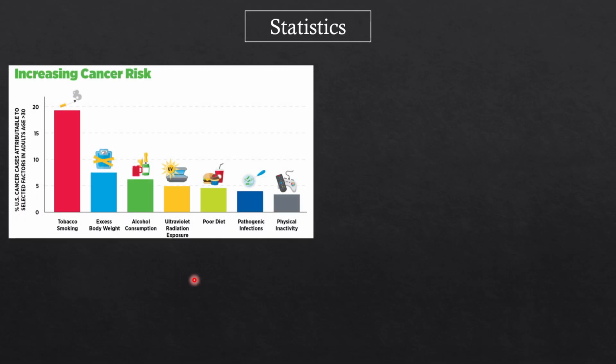Talking about the statistics, tobacco smoking ranks the highest in contribution to cancer risk, followed by excess body weight or obesity. Then comes alcohol consumption, followed by ultraviolet radiation exposure due to the sun's UV rays, and again poor diet, which leads to excessive body weight, and pathogenic infections like human papilloma virus, HPV, or HIV. All these can also cause cancers, and physical inactivity is also responsible for causing cancer.